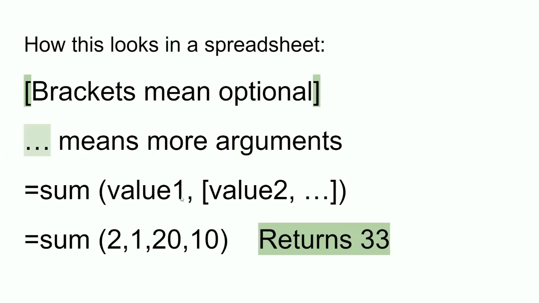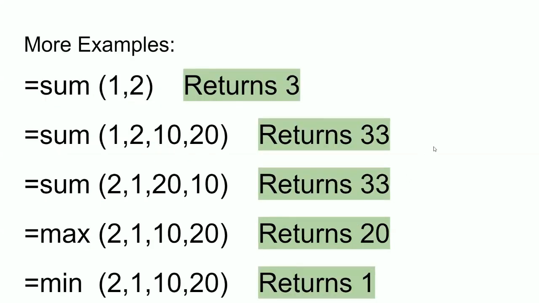So if we see SUM value 1, comma, bracket value 2, then we have ellipses. That means we can put in more arguments if we want, and they're optional. So for example, here, SUM 2, 1, 20, 10 will return 33. And then we have some more examples. SUM 1 and 2 returns 3, so we only have 2 arguments. The next one, we have 4 arguments, and it returns 33. The next example, the same four arguments in a different order, still returns 33, right?